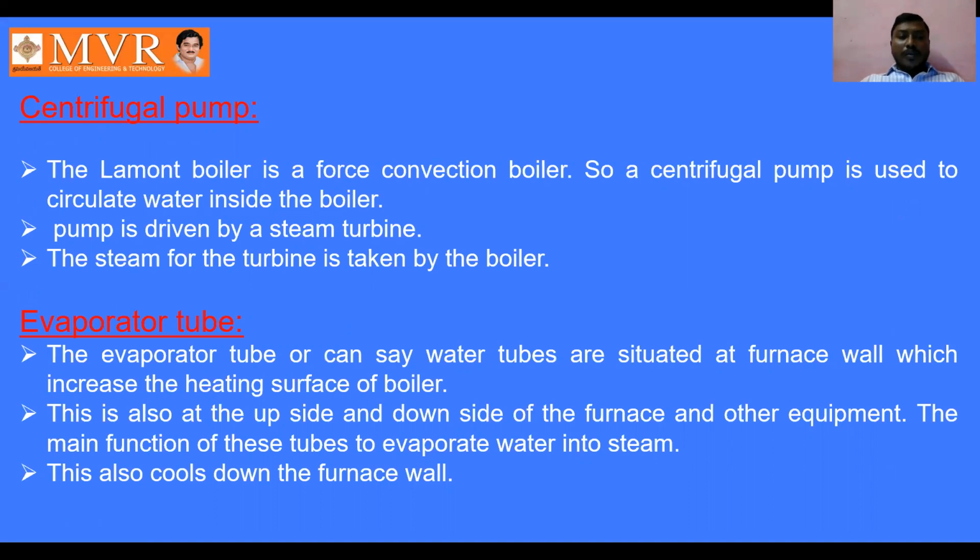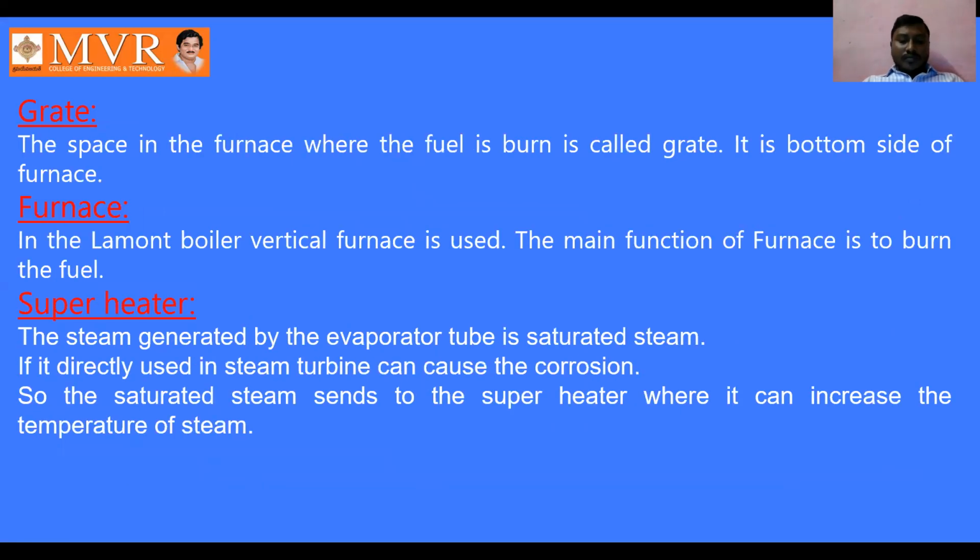Here the evaporator is there. In the evaporator tubes, the water is circulated, and this cools down the water inside the evaporator. See here, the grate is where we do the combustion process. And in the furnace, a vertical furnace is used. The main function of the furnace is to burn the fuel.